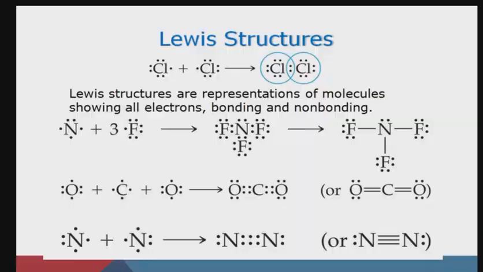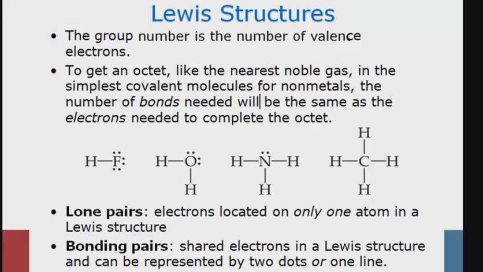Next po. Lewis structures. Lewis structures are representations of molecules showing all electrons, bonding and non-bonding. Next. Lewis structures. The group number is the number of valence electrons. To get an octet like the nearest noble gas in the simple covalent molecules for nonmetals, the number of bonds needed will be the same as the electrons needed to complete the octet.